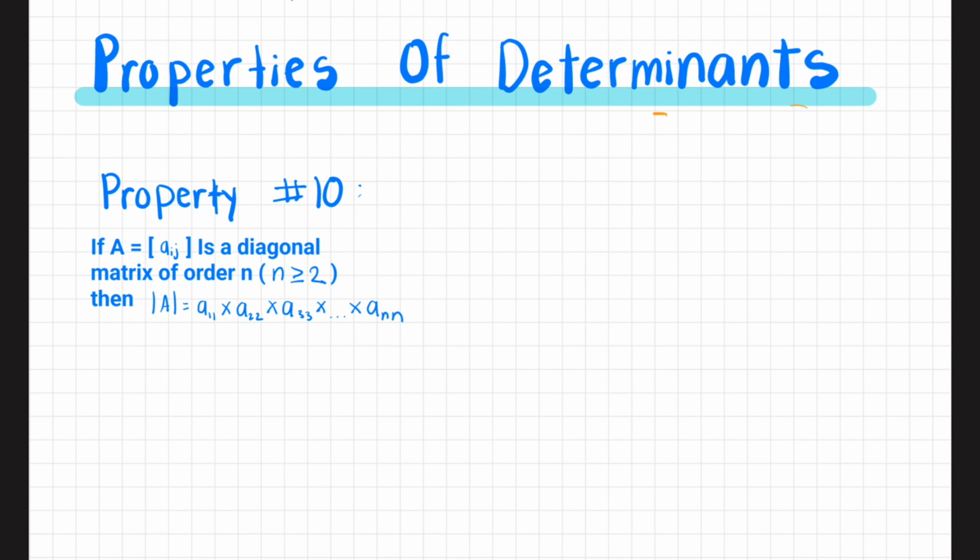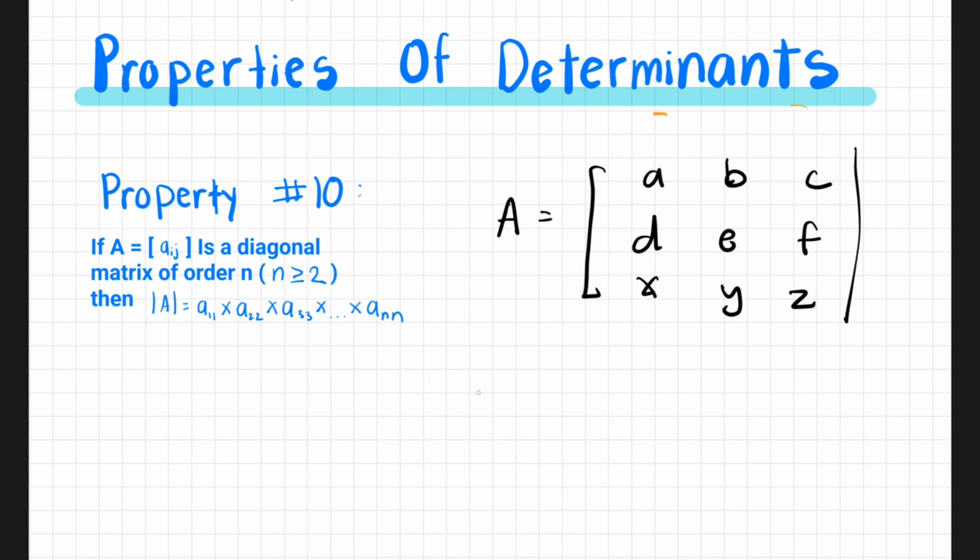For our 10th property, if A equals Aij, meaning that it is a square matrix and it is a diagonal matrix of order n, where n is greater than or equal to 2, then this is its determinant. Now, what many of you may be thinking is, oh, okay, let me use another marker for this. If I have, for example, A, B, C, D, E, F, and then X, Y, Z, then I would say, okay, well, that's really simple.